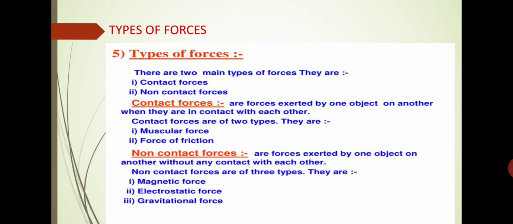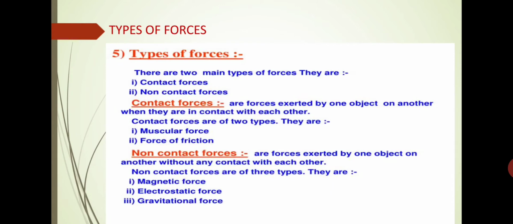Now the next one is the types of forces. When we are talking about the types of forces, there are two main types of forces. Which two types? They are contact forces and non-contact forces. Contact, what is the meaning of this word? Have you ever heard this word? Yes, contact means getting close to each other, getting in contact with each other. So contact force first. Contact forces are forces exerted by one object on another when they are in contact with each other.